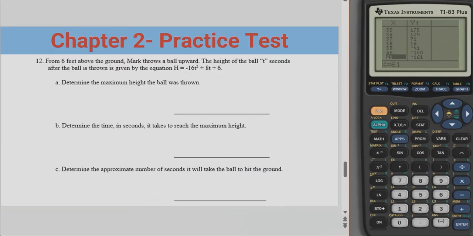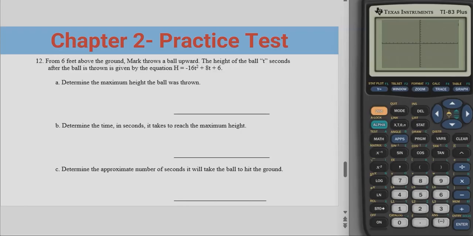All right, throwing a ball from 6 feet above the ground, Mark throws a ball upward. The height of the ball t seconds after the ball is thrown is given by the equation h equals negative 16t squared plus 8t plus 6. So I'm going to enter this into the equation. The negative 16t squared represents my gravity. The plus 8t is me, Mark, throwing the ball upward. And then the plus 6. Right, so we need to determine maximum height, the time that it takes to reach the maximum height, and then when the ball hits the ground.